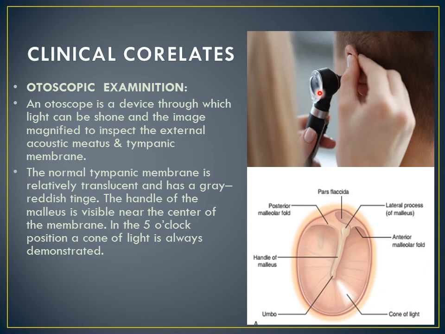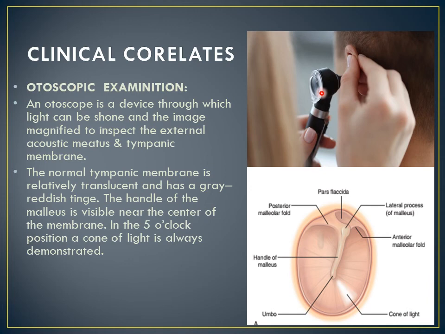While the meatus is relatively short in infants, therefore extra care must be exercised to prevent injury to the tympanic membrane. The meatus is straightened in infants by pulling the auricle infero-posteriorly, meaning pulling the auricle down and back in infants to straighten the external auditory meatus.